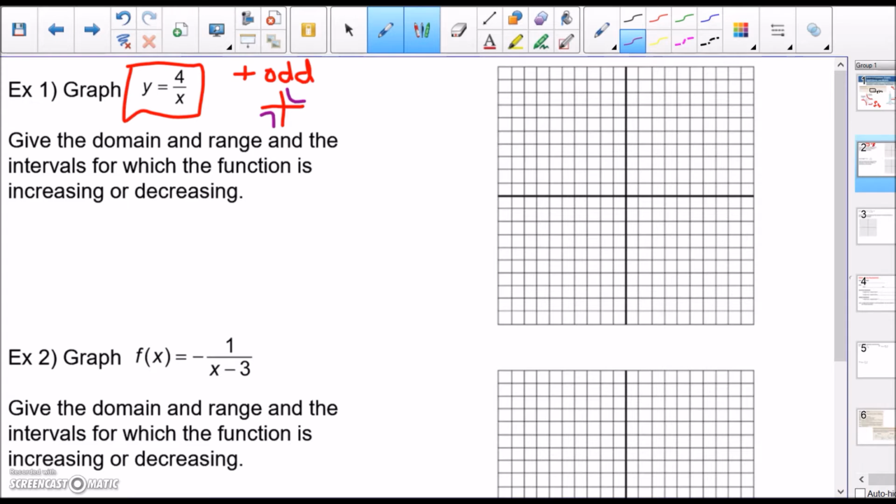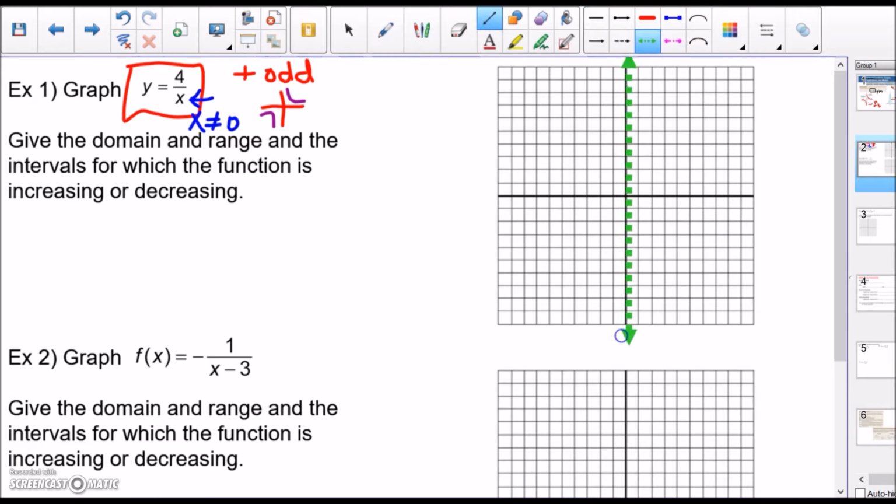Let's think about the asymptotes though. We know that that bottom right there can't equal 0. So x does not equal 0. That's going to be a vertical asymptote at x equals 0. Now also, if you think about it, there's no way for y to equal 0. It doesn't matter what you plug in for x. You can plug in anything you want. You just can't plug in 0, and you're never going to make y equal to 0. So y doesn't equal 0. That's going to be a horizontal asymptote.